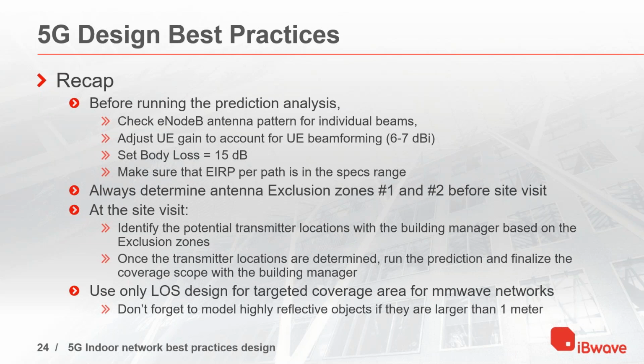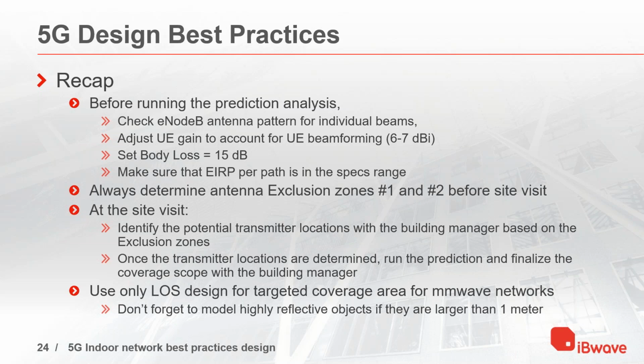And to summarize, what I've told you as a best practice is, number one, you check your eNodeB antenna pattern for individual beams. Are they defined? Adjust UE gain to account for UE beamforming, which is 6 to 7 dBi. Set body loss at 15 dB and make sure that EIRP per path is in the spec's range. So you have to have access to the manufacturer's spec sheet, and you have to have access to how it is modeled in IBwave Design.